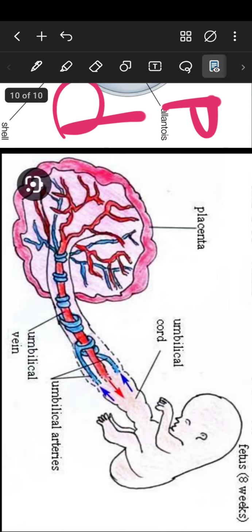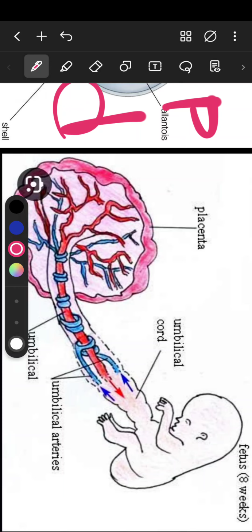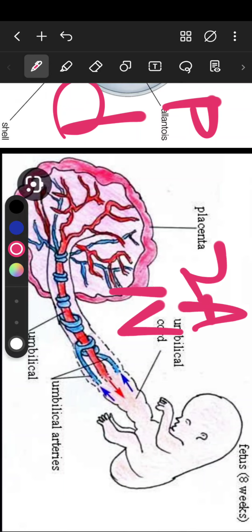Umbilical vessels. Two umbilical arteries and one umbilical vein pass through the umbilicus to connect the placenta with the fetus. Obliterated umbilical arteries form the medial umbilical ligament and the obliterated umbilical vein forms the ligamentum teres hepatis.